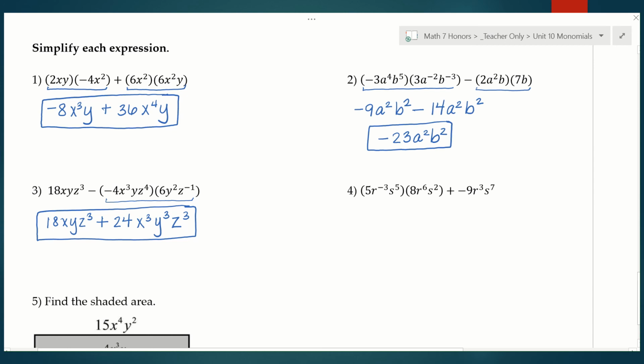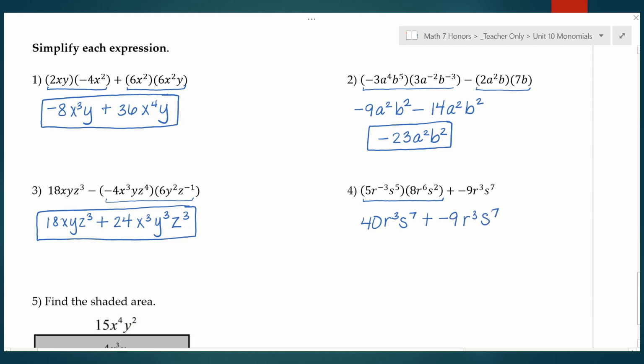All right, one more like this. So this one again, we're going to start by multiplying. So 5 times 8 is 40. R to the negative third times r to the sixth is r to the third. S to the fifth times s squared is s to the seventh. And then I'm going to bring down the rest of the problem.